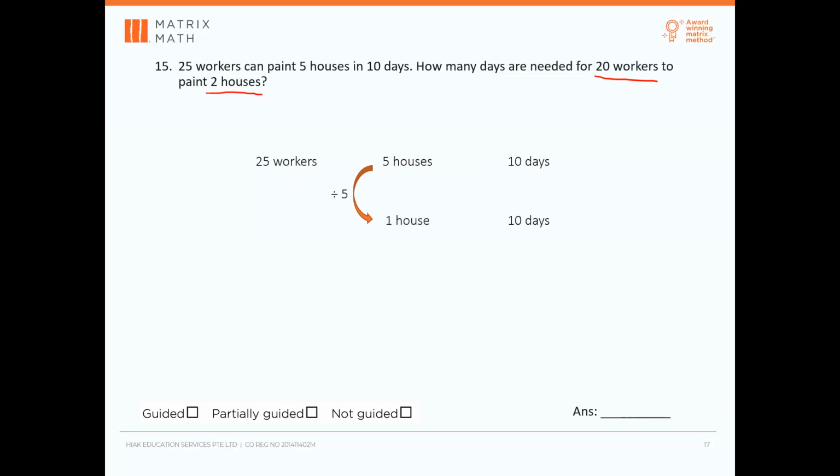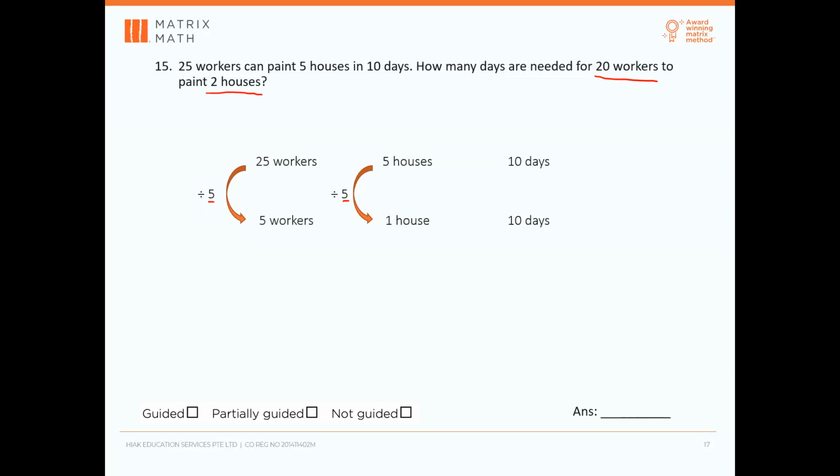So what can we say about the number of workers needed? If you have lesser houses to paint, then the number of workers required will be lesser as well. So if you're dividing by 5, workers, you also divide by 5. If you need lesser, you divide. If you need more, you times. So this 5 will actually follow this 5 here. So if this is a 4, then the other number will be a 4.